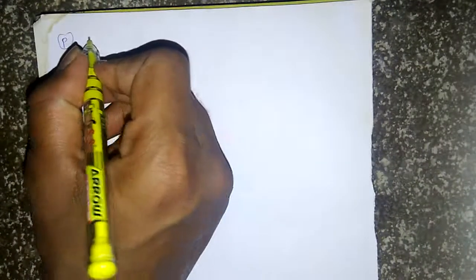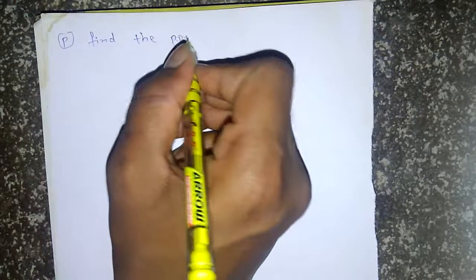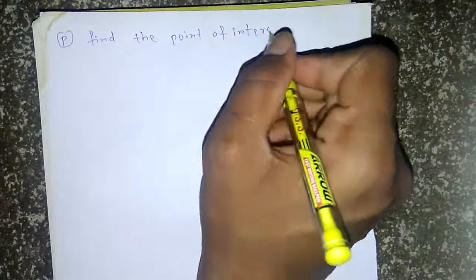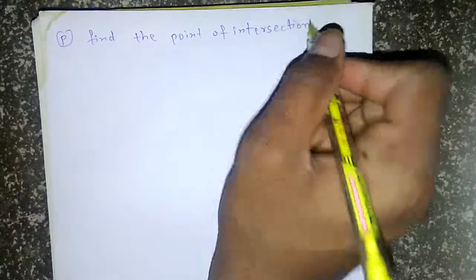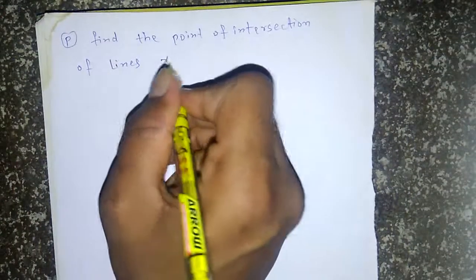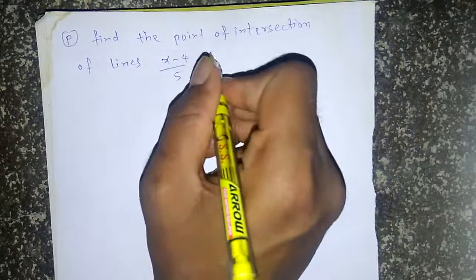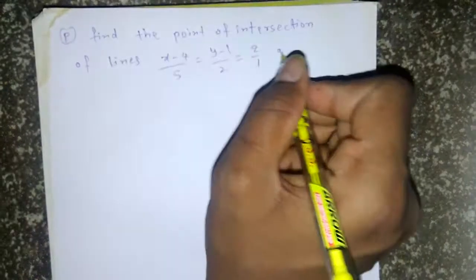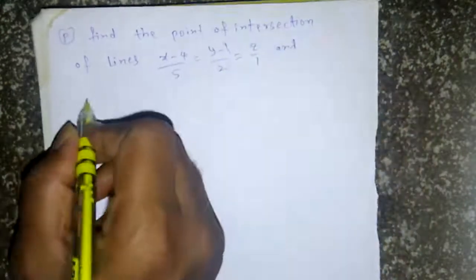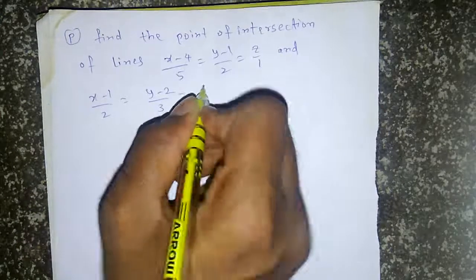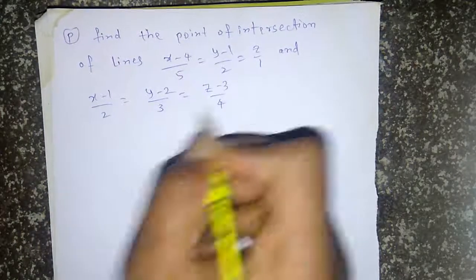So our next problem is: find the point of intersection of lines (x minus 4)/5 = (y minus 1)/2 = z/1 and (x minus 1)/2 = (y minus 2)/3 = (z minus 3)/4.